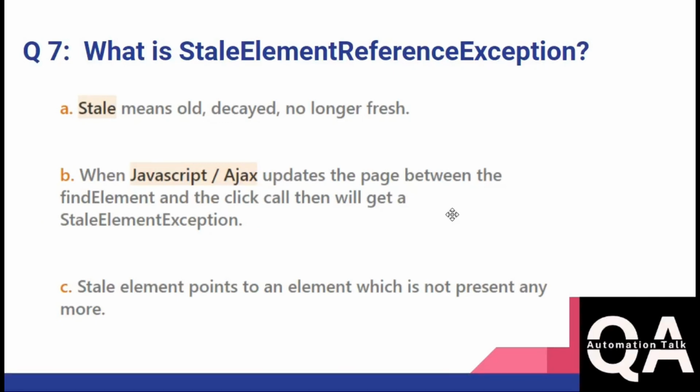The question is, what is StaleElementReferenceException? First of all, what does it mean? It means that the element is no longer attached to the DOM. The element got stale, meaning old or no longer fresh. It can occur when JavaScript or Ajax updates the page between the findElement and the click call. Then you are going to get the stale element exception. A stale element points to an element which is not present anymore. Whenever an element has decayed or is no longer attached to the DOM, the user is going to get StaleElementReferenceException.